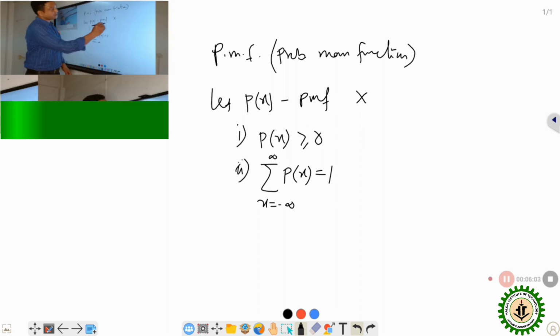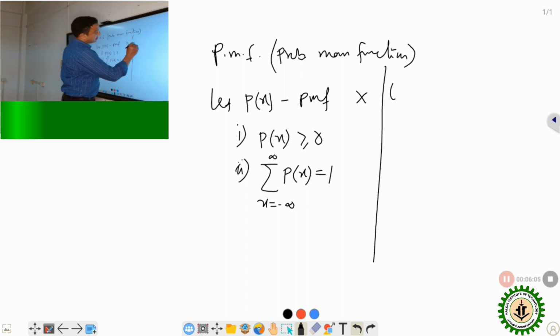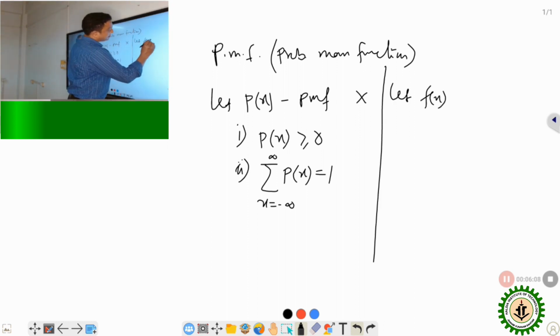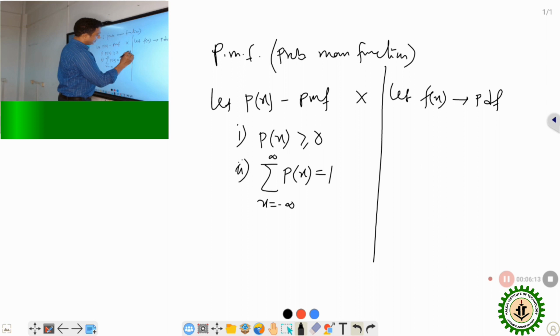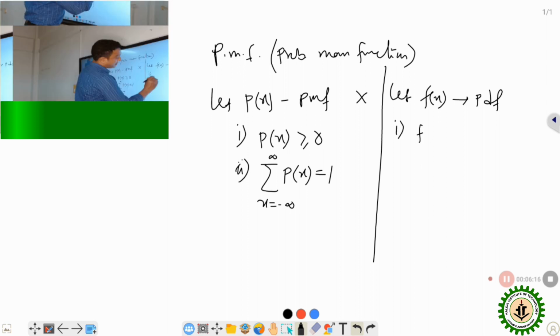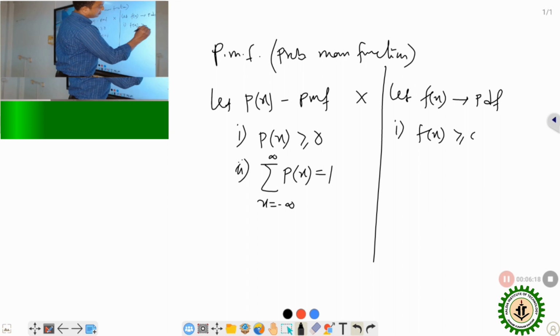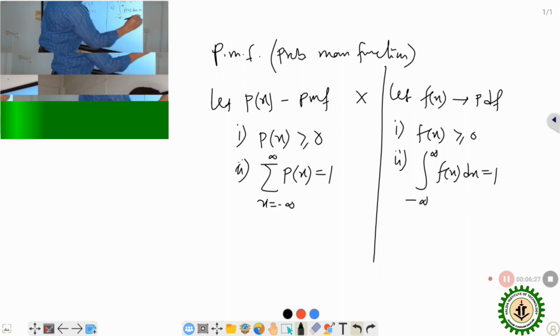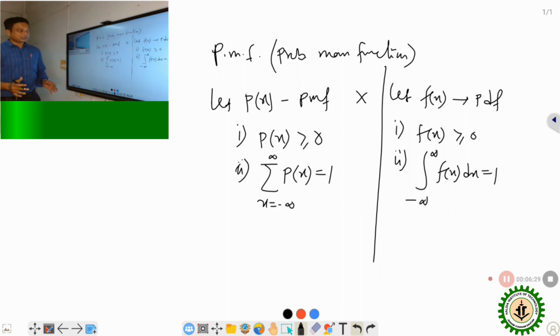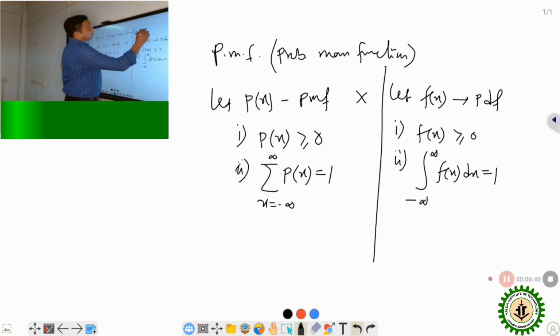Now, if it is a continuous random variable, let f of x be a PDF, probability density function. Then it also follows two properties. Being a probability, f of x is greater than or equal to 0, and number two, the integration from minus infinity to plus infinity of f of x dx equals 1. Since it is continuous, we can integrate, because the sum of the probability can be done by integration. Since it is a discrete case, we have to take the summation. These are the two differences between the PMF and PDF.